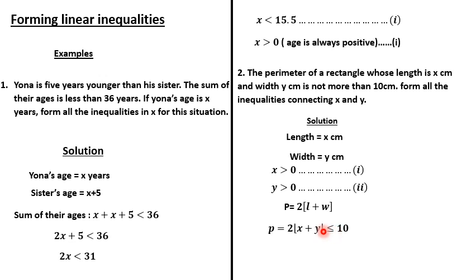Then we can open the bracket by multiplying 2 times x, that is 2x, 2 times y, 2y, is less than or equal to 10 centimeters. That is 2x plus 2y is less than or equal to 10 centimeters. Then we can simplify by dividing both sides by 2: 2 goes into 2x once, into 2y once, and into 10 five times. That is x plus y is less than or equal to 5. That is the third inequality that we can form from this statement. So these are the three inequalities: x greater than 0, y greater than 0, and x plus y, which is half the perimeter of the rectangle, is less than or equal to 5.